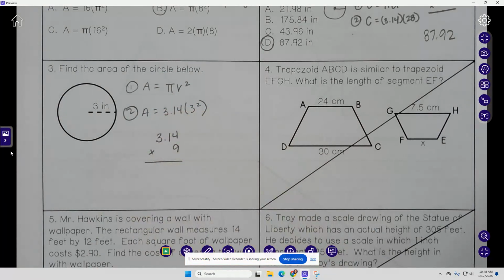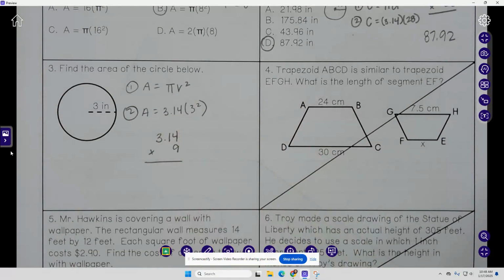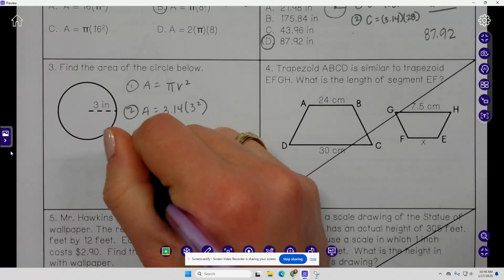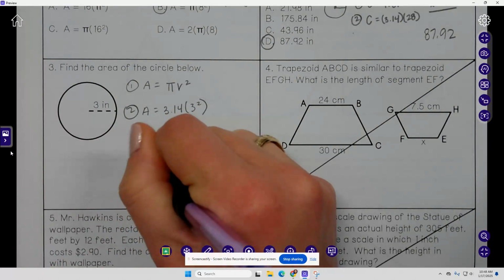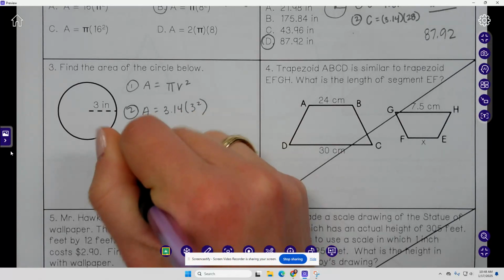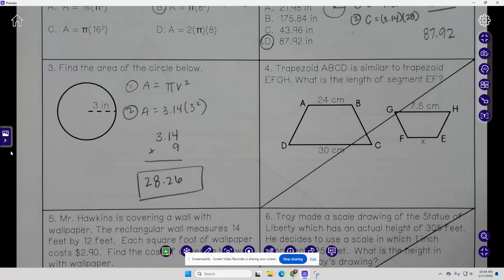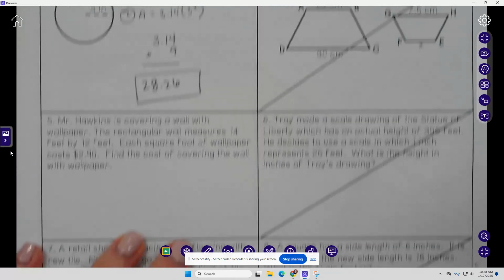Go ahead and pause the video so that you can work this out. You should have gotten 28.26 as your answer. Moving on to number 5.